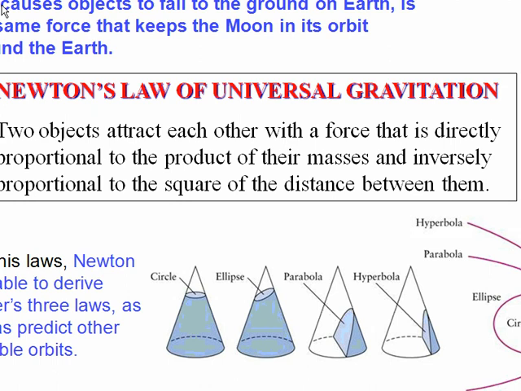Okay. He also discovered that gravity, the force that caused the object to fall to the ground on Earth, is the same force that keeps the moon in its orbit around the Earth. So Newton's law of universal gravitation says two objects attract each other with a force that is directly proportional to the product of their masses and inversely proportional to the square of the distance between them. With his law, Newton was able to derive Kepler's three laws as well as predict other possible orbits.